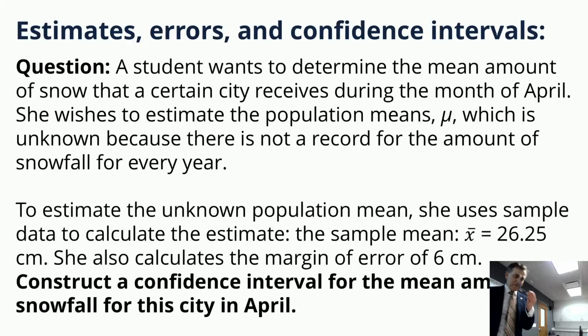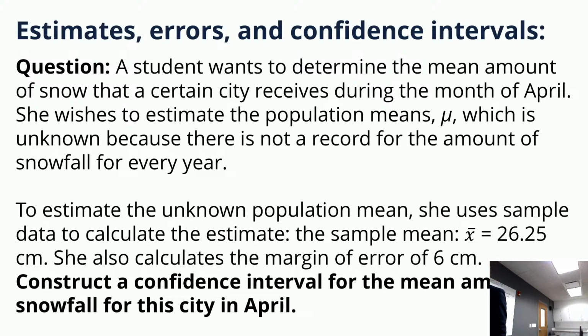You'll have things like this, where you have a word problem that has way too many words for you to copy down, but let's say that we want to compute the mean amount of snow that a certain city receives during the month of April. She wants to estimate the population mean, that's mu, which is unknown because there's not a record for the amount of snowfall for every single year. You might say, well, we know the average snowfall for Mount Vernon, but we don't, because we weren't keeping records back in the 1600s or something like that.